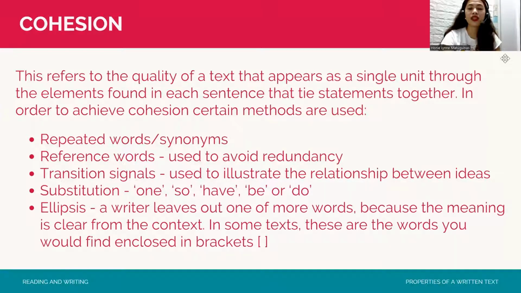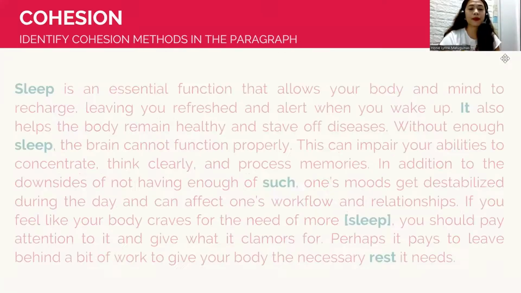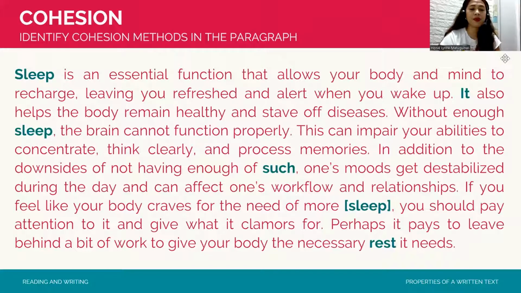There are also transitional devices for a smooth flow of ideas and for easy descriptions of how ideas relate to each other. Other things you could do to achieve cohesion is using substitution and ellipsis. Look at the example. The word sleep is substituted with it and such. Sleep was repeated once and also substituted with an almost synonymous word, which is rest, and an ellipsis was used.